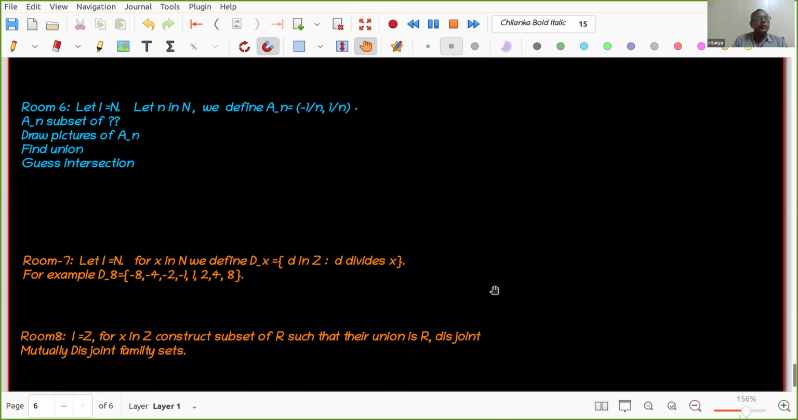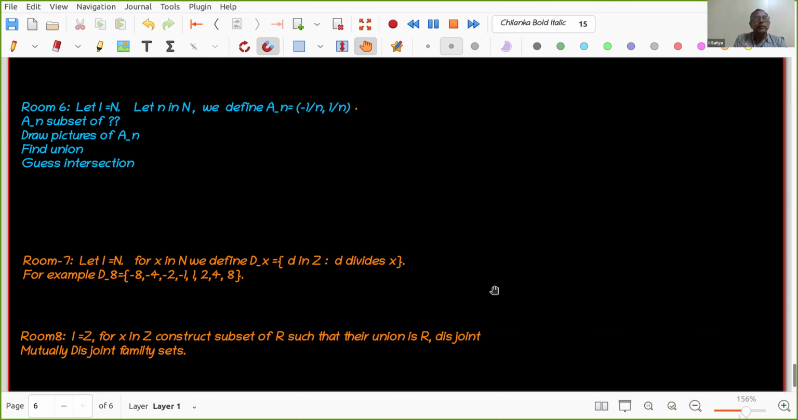So question number 7 is interesting. Divisors of x. For each natural number, I'm constructing D_x, the divisors of x. For example, D8 means divisors of 8, but they are integers. The indexing set is natural numbers only, D1, D2, D3 like that. D8 is minus 8, minus 4, minus 2, minus 1, 1, 2, 4, 8. Why? These are all divisors of 8.